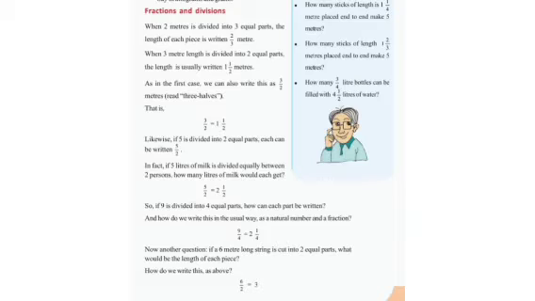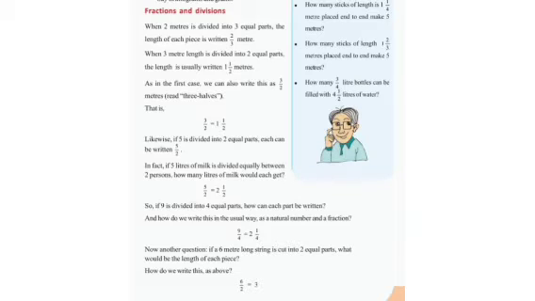We express it in mixed fraction form. As in the first case, we can also write this as 3 by 2 meters. That is, 3 by 2 is equal to 1.5.